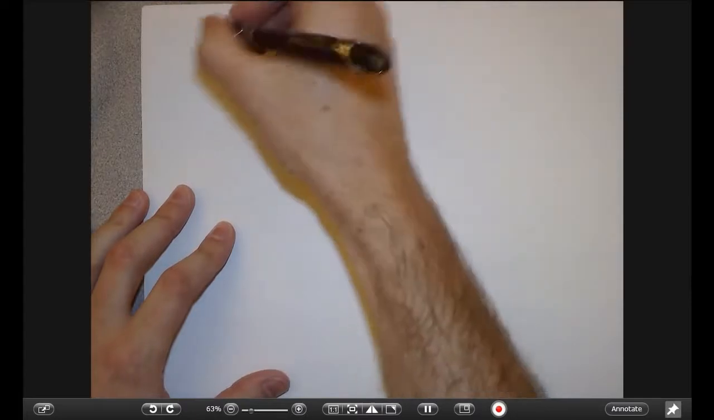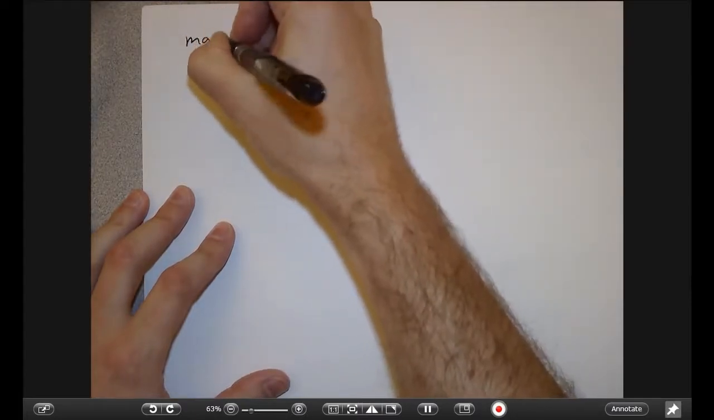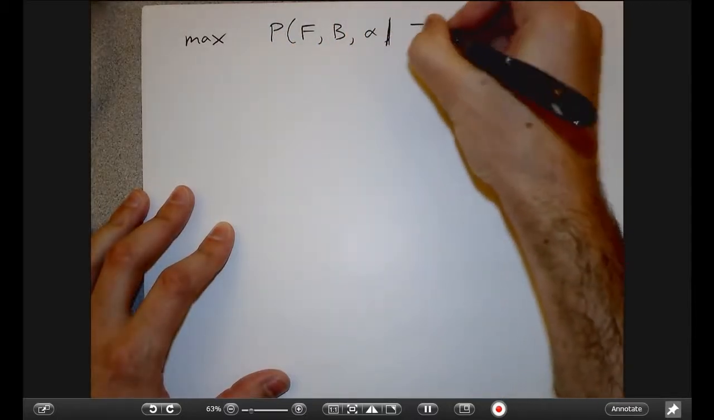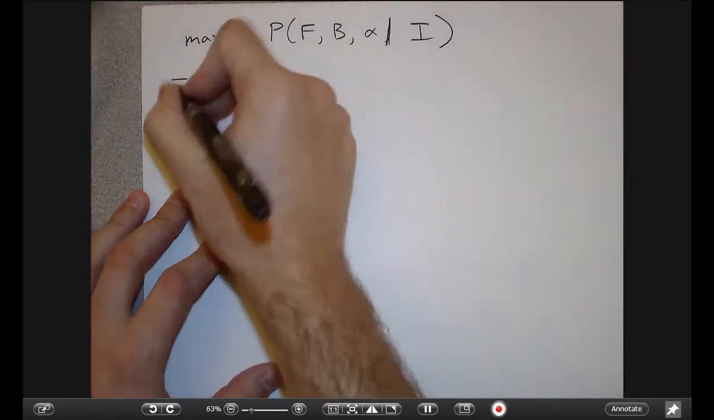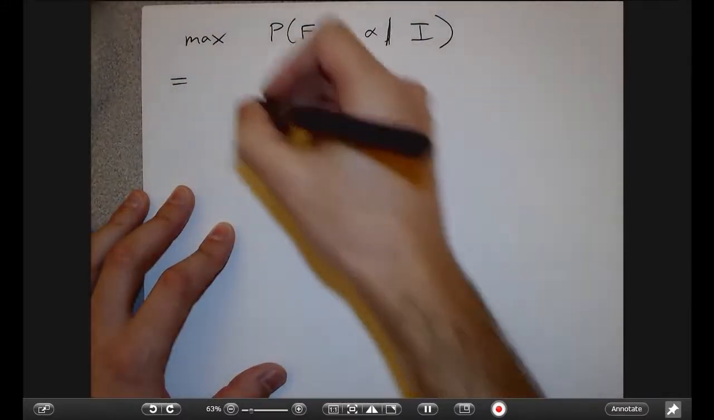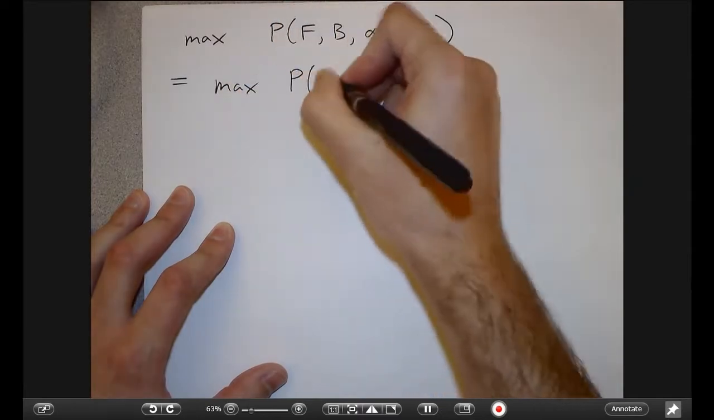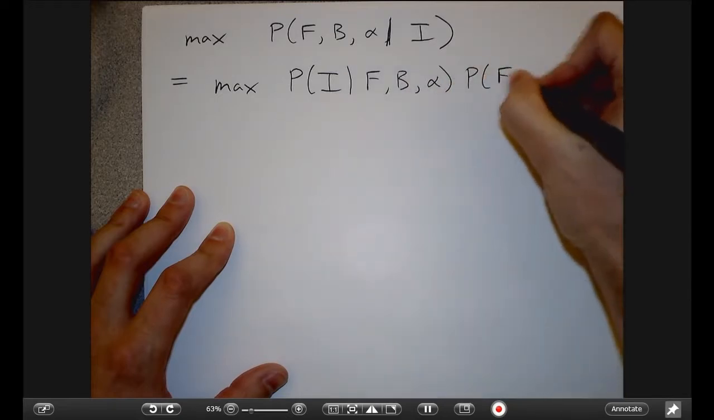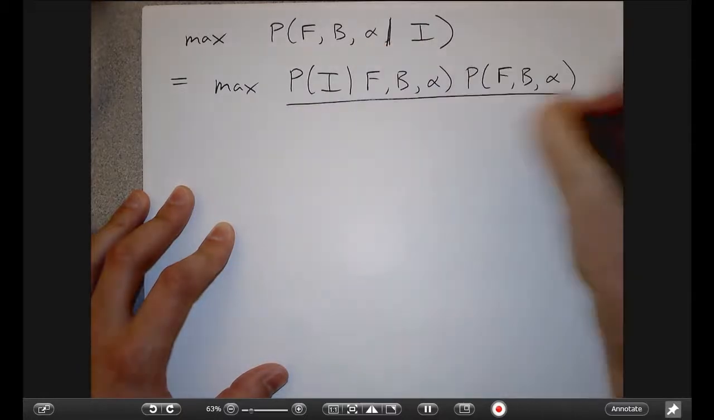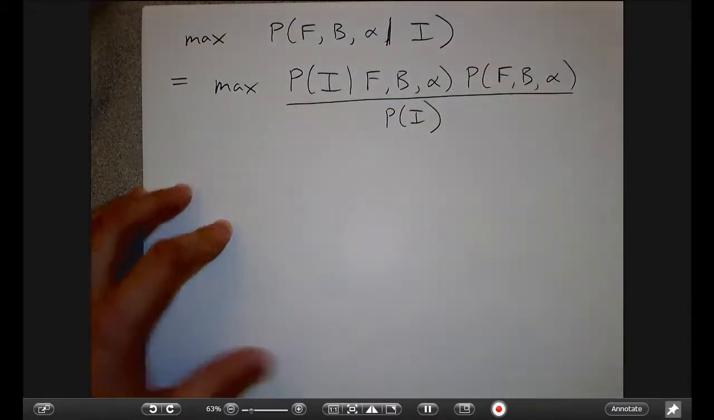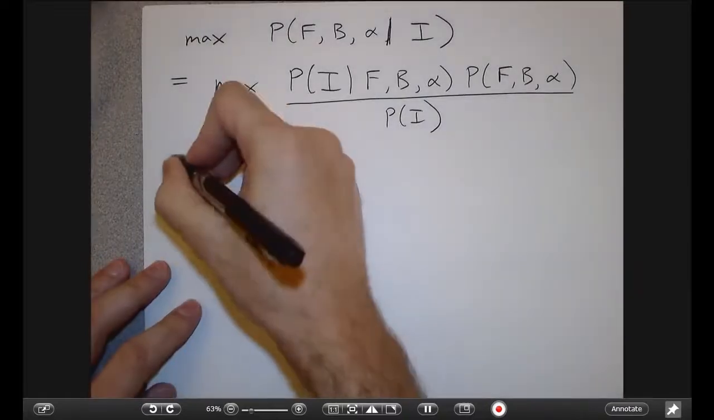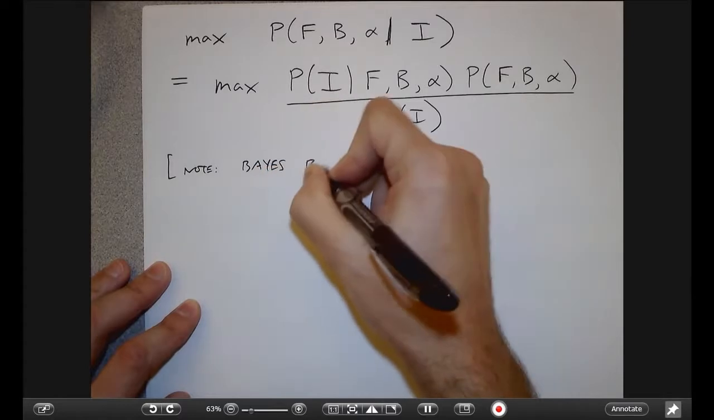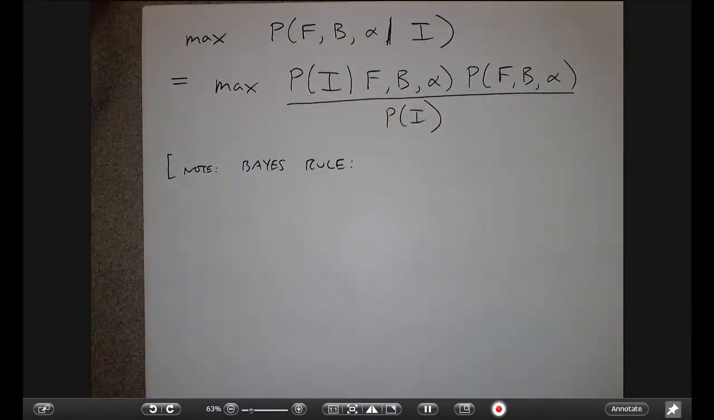So what I want to do is maximize. I'm just rewriting the same equation at the top of the page here. So Bayes' rule tells us that this is the same thing as maximizing the probabilities if I turn it around. Right? So let me just make a little note. So Bayes' rule.